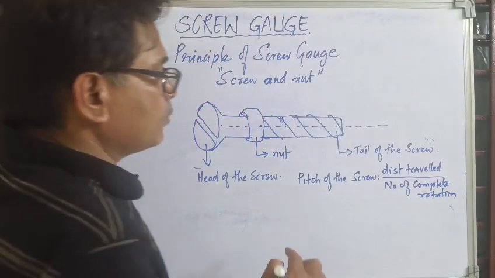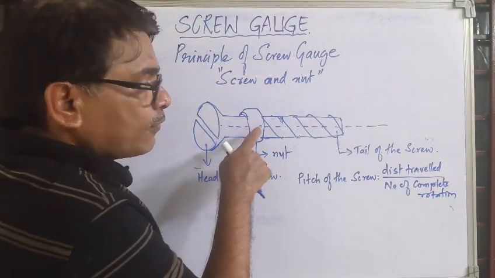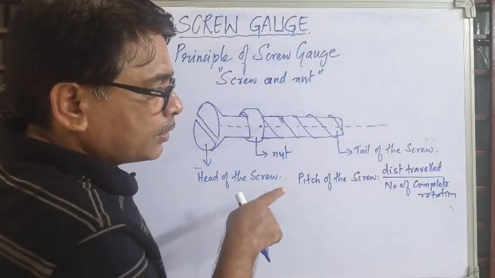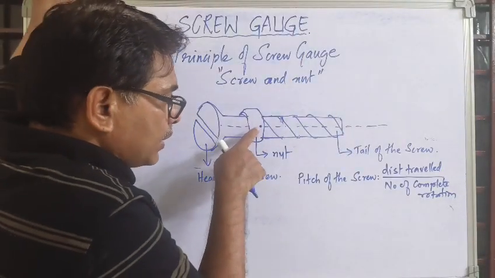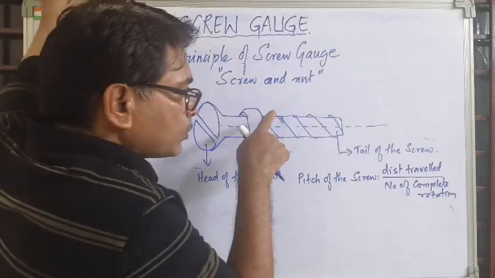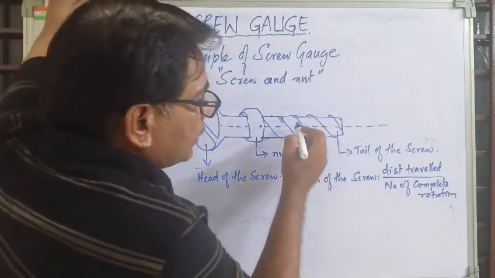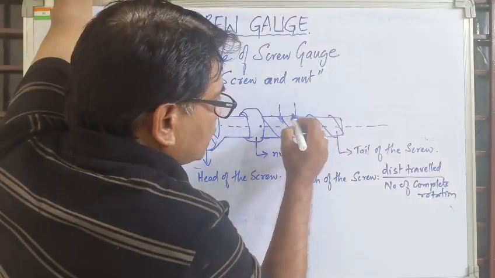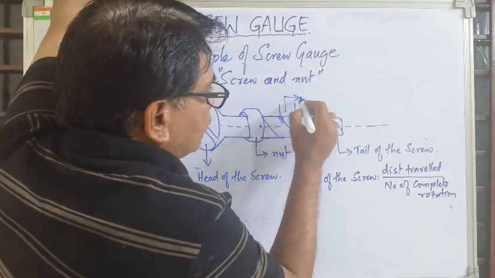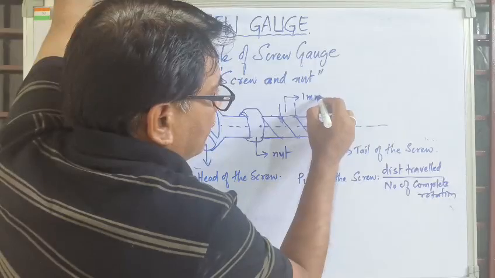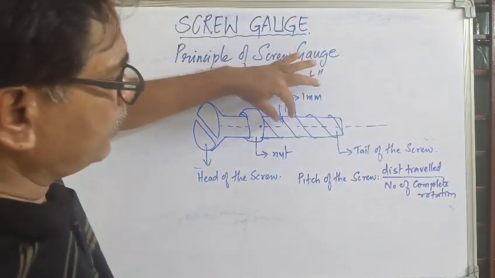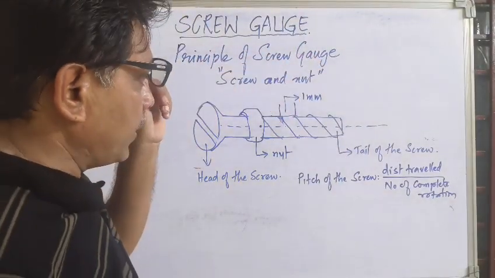So actually what happens, if you turn this nut for one complete rotation, then this nut moves over the screw for a distance of 1 mm. That means the distance between these two helical threads is 1 mm.